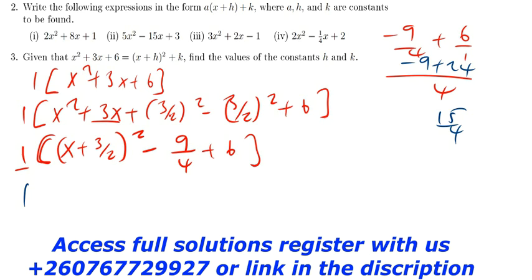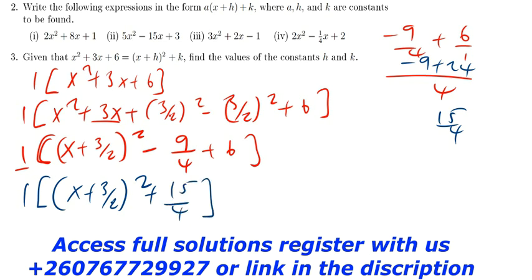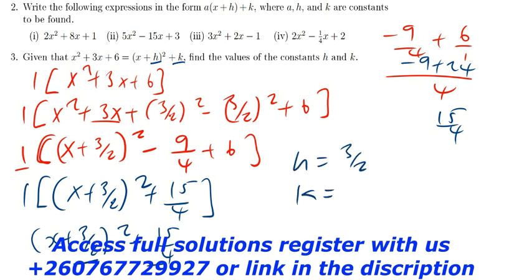So 1 times x plus 3 over 2 squared plus 15 over 4. Let's now distribute 1. So it's the same as just having x plus 3 over 2 squared, because 1 is not going to affect anything, then 15 over 4. From here, just compare. h is this one, k is this one. So therefore h is equal to 3 over 2 and k is equal to 15 over 4.